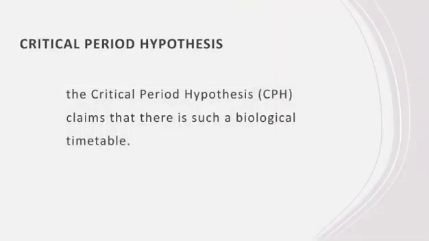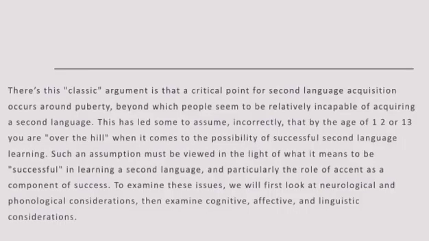The critical period hypothesis, or CPH, claims that there is a biological timetable in acquiring language. There is this classic argument that a critical point for second language acquisition occurs around puberty, beyond which people seem to be relatively incapable of acquiring a second language.